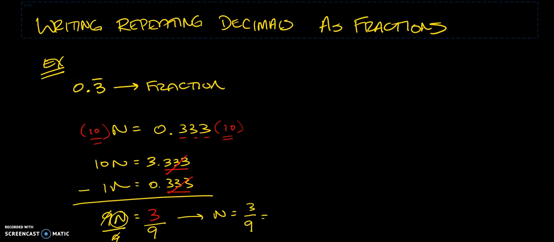Now, I can reduce both 3 and 9 by their greatest common factor, which is 3. So let's do it this way. Divide both by 3, and that gives me 1/3. So n is equal to 1/3, which is equal to 0.3 repeating.